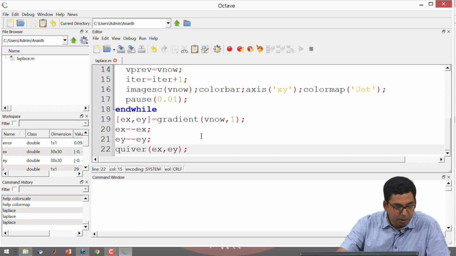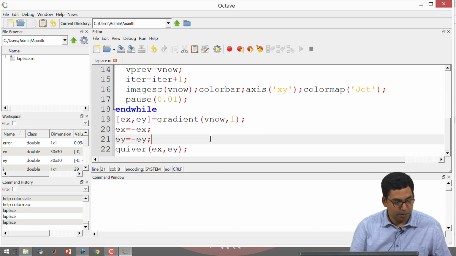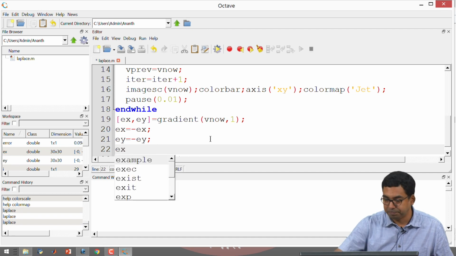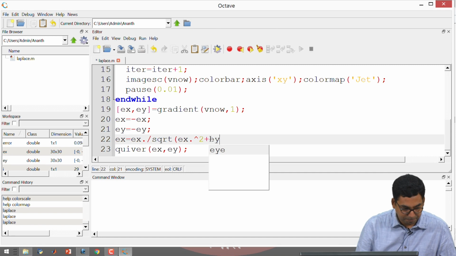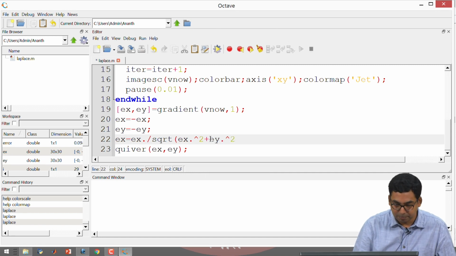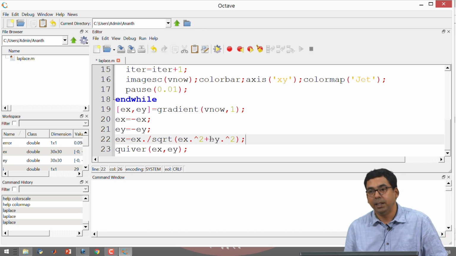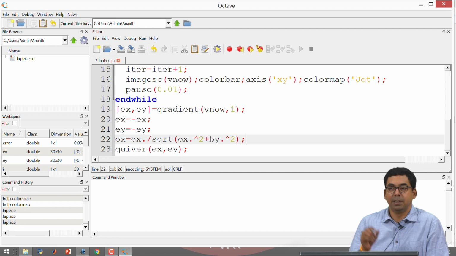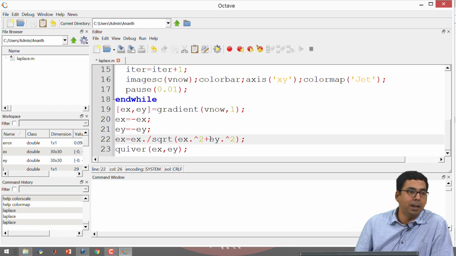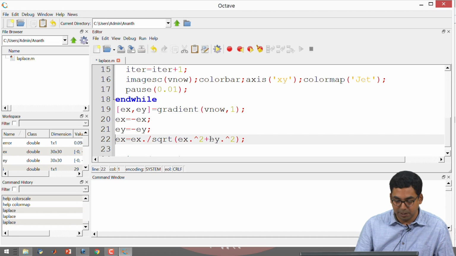So, what I am going to do is normalize the size of the arrows. I am going to say that Ex is equal to Ex divided by the square root of Ex squared plus Ey squared. For each of the quiver plots I am calculating using the gradient of the voltage, I am just going to normalize the size of the arrow to its magnitude. I am going to make all the magnitudes equal to 1. In this process I am normalizing all the electric fields that I am calculating. I will do the same thing for Ey.